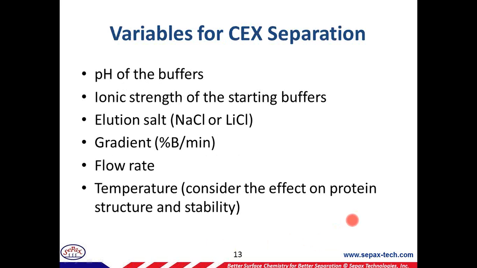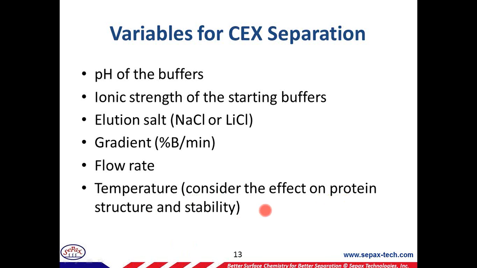Now let's move on to the variables in cation exchange mAb separation method development. We have a few parameters you can adjust. The first is the pH of the buffers, and we'll talk about that effect. Also, of course, the ionic strength of the starting buffers. The elution salts, the counter ion, will make an impact on your separation as well. Gradient adjustment is very common when you do method development. Flow rate as well, which can speed up your assays. And also the column temperature, which will have an effect on the separation, but you have to be careful about the effect on the protein structure and stability.